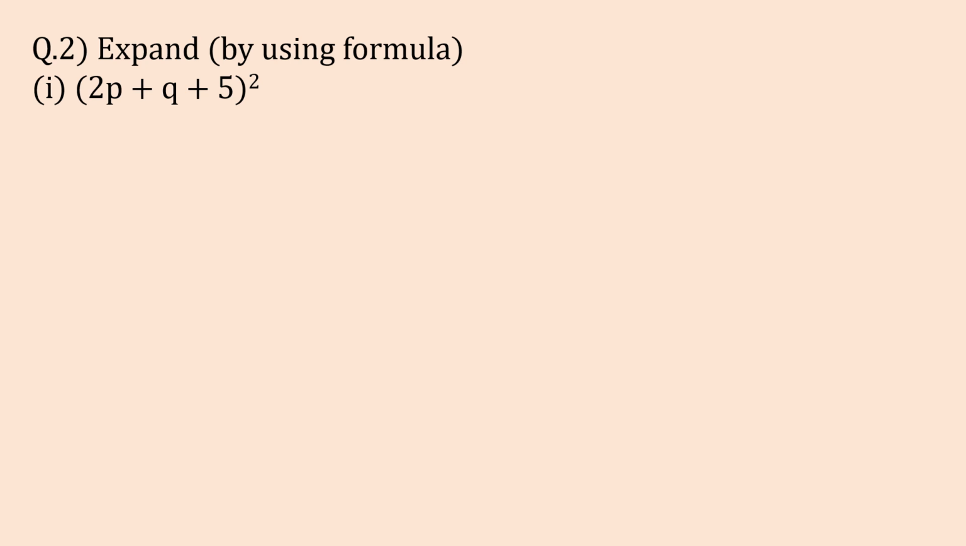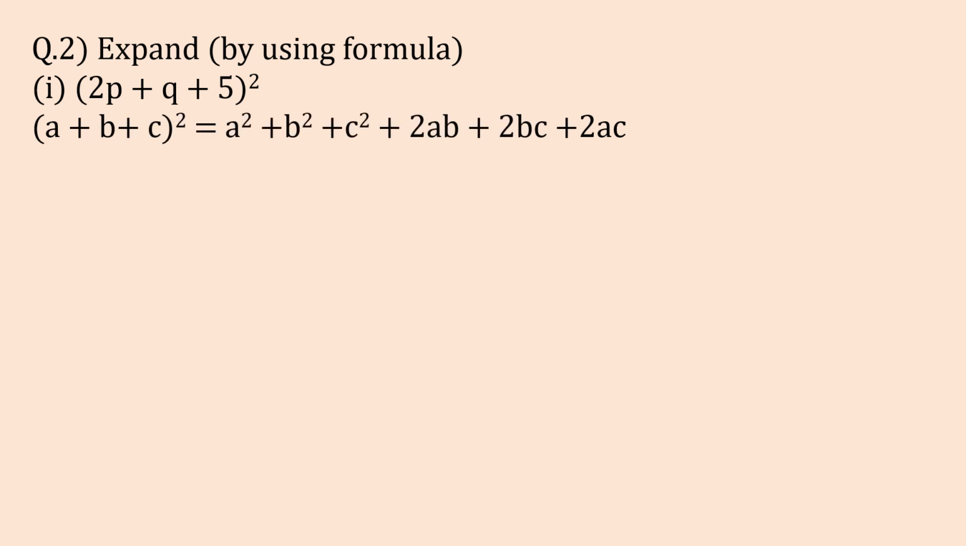2p plus q plus 5 the whole square. So students, you will be using your formula (a plus b plus c) the whole square equal to a square plus b square plus c square plus 2ab plus 2bc plus 2ac. So you'll just use this formula and solve this. Here our a is 2p, b is q and c is 5, so that it becomes easy for us to substitute.